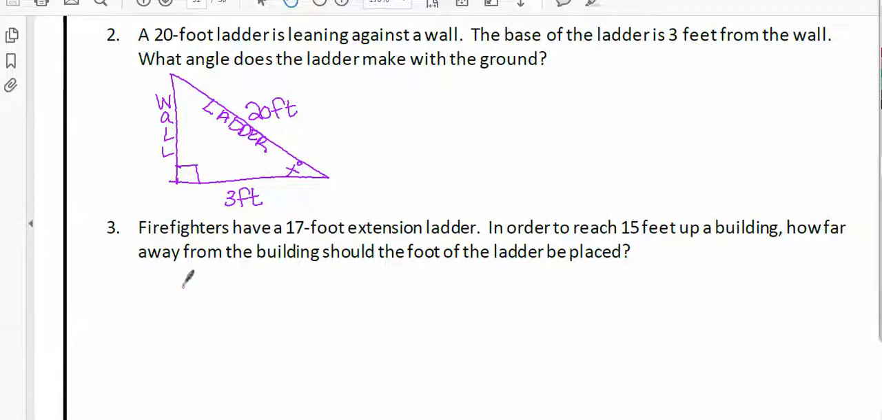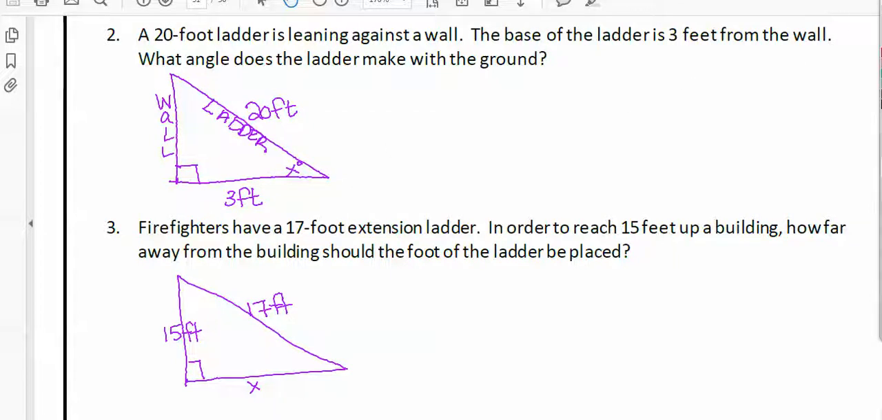Next one. Firefighters have a 17-foot extension ladder. So here we go. I'm going to need to make my triangle picture. It's always the same picture. Ladders go diagonally. We talked about that. And it has to reach 15 feet above the ground. So how far away should it be? And now I can solve that problem. So skill number 1 literally is drawing a triangle. I always draw the same picture of a triangle and figuring out where things go.